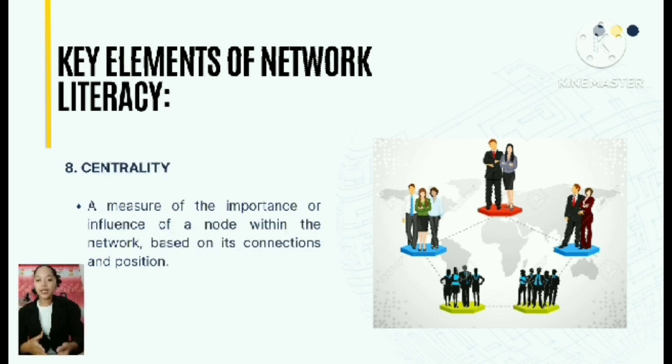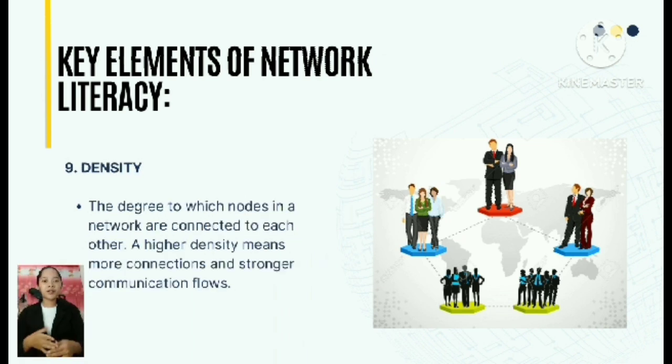Eighth, centrality. It is the measure of the importance or influence of a node within the network based on its connection and position. It helps us identify the most important or influential nodes within a network, which can be crucial for understanding network dynamics and identifying key players. Ninth is density. Not just in science but also in networks, there is density. It means the degree to which nodes in a network are connected to each other. A higher density means more connections and stronger communication flows.